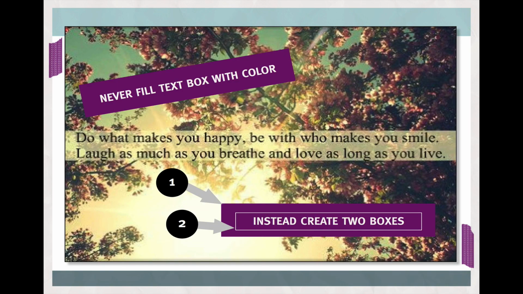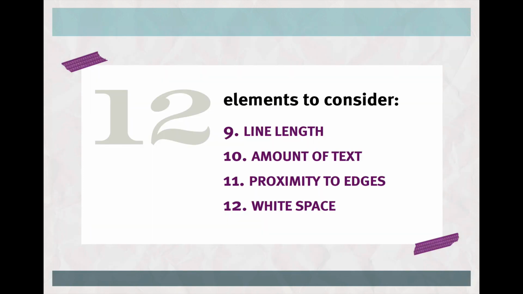A lot of times people will fill a text box with a color. And what that does is it creates tension right there, because there's not enough space vertically. You have the left and right space, but you don't have the vertical space to have a comfortable space around the type. So what I would suggest is create 2 boxes. Create one box that's going to be a color, and create another box that's going to have the text. White space is critical and crucial in your design.